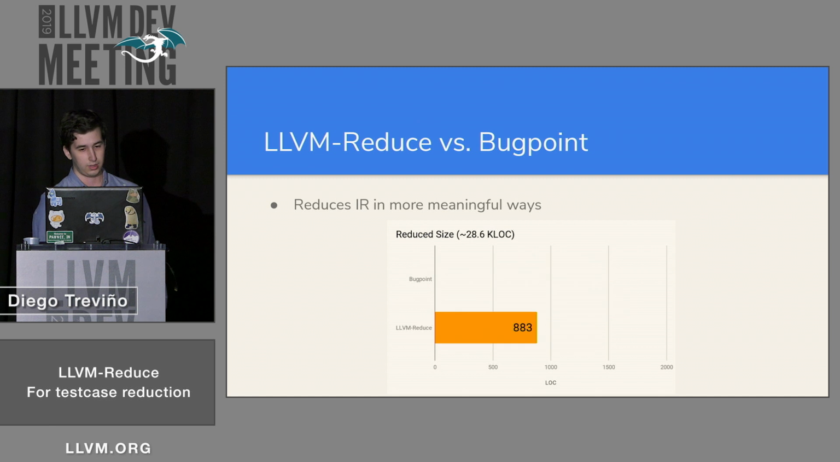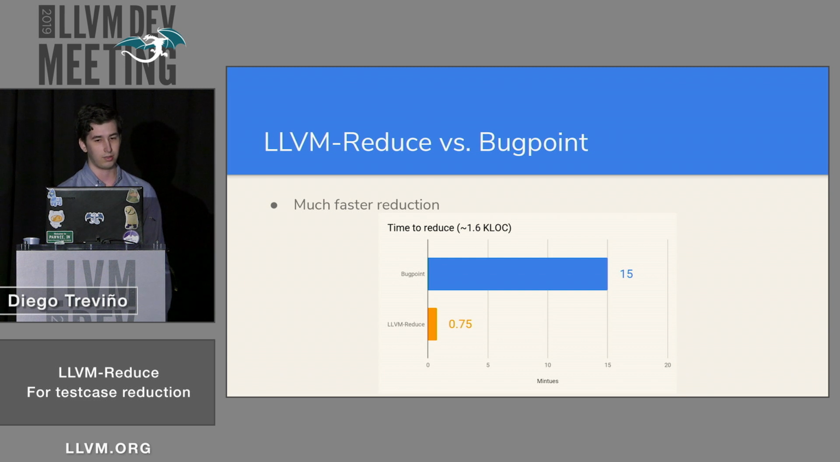And now for a much bigger test case, bugpoint really couldn't reduce this test case of 28,000 lines of code, and LLVM-Reduce reduced it to just 800 lines. So for these test cases, the first one with 1,600, bugpoint took 15 minutes to produce some pretty unusable code, and LLVM-Reduce just did it in less than a minute. So pretty good. A much better performance, as well as the reduction size.